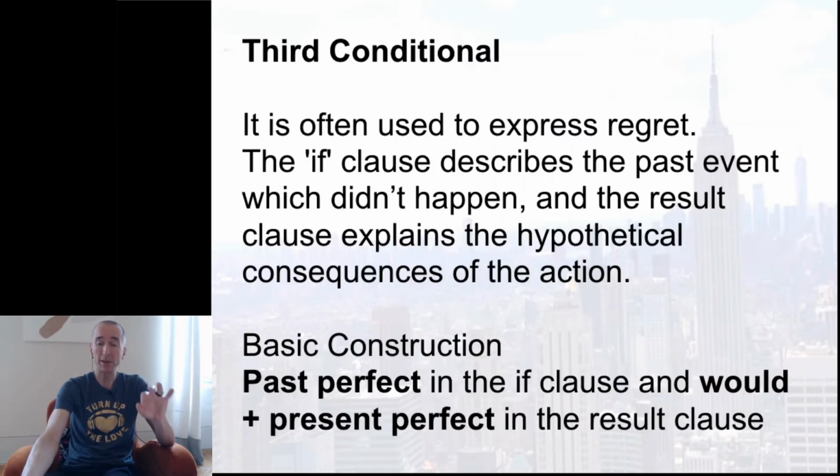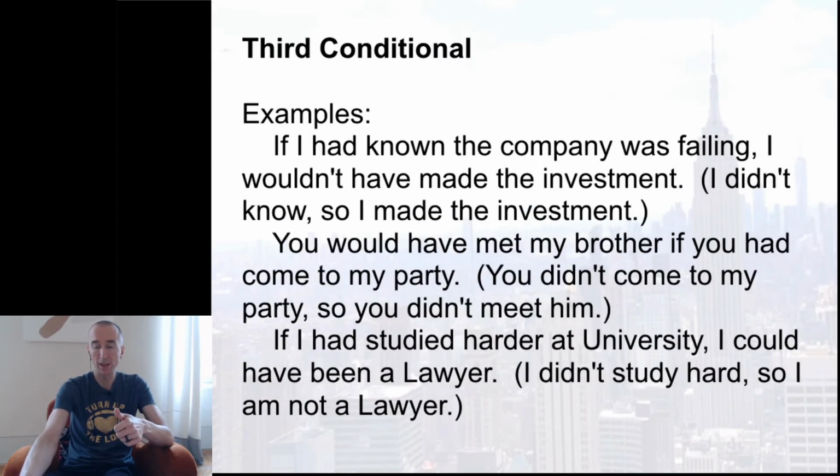The basic way that we construct the third conditional is past perfect, had plus the past participle in the if clause, and would plus the present perfect in the result clause. Some examples. If I had known the company was failing, I wouldn't have made the investment. I didn't know, so I made the investment, and it was bad.